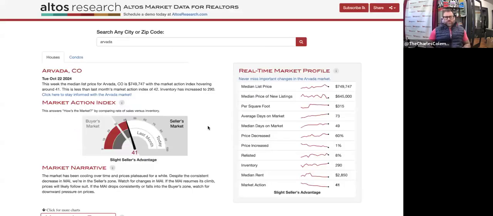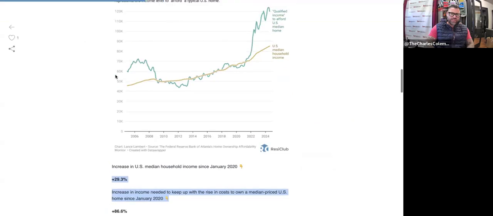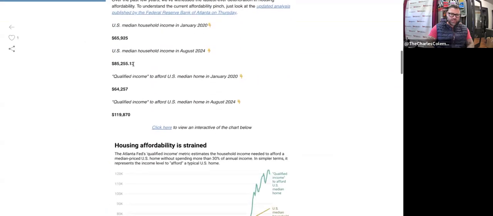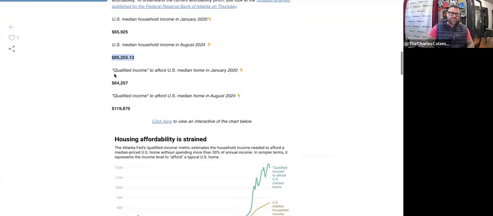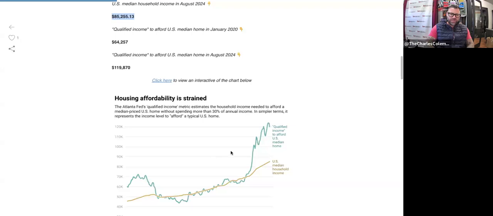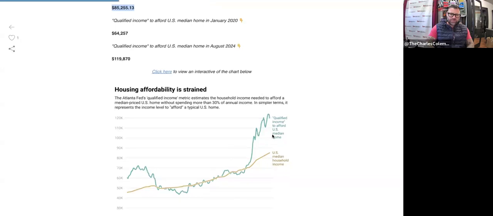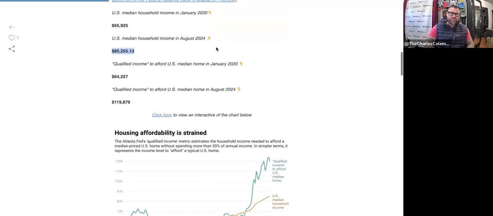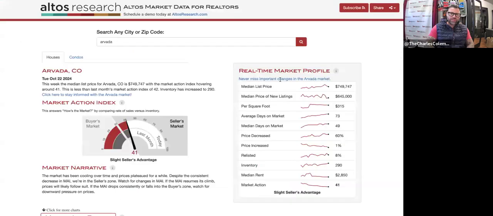And then obviously let's jump into Arvada real quick because the brokerage is in Arvada. And so the median list price, 749, right? So here we were, we were just talking at the beginning of this for the nation. Here's the nation. As far as 2024, the US median household income, we're looking at this $85,000. We're looking at median household income versus what you're qualified for. We're talking about just the affordability of a house.